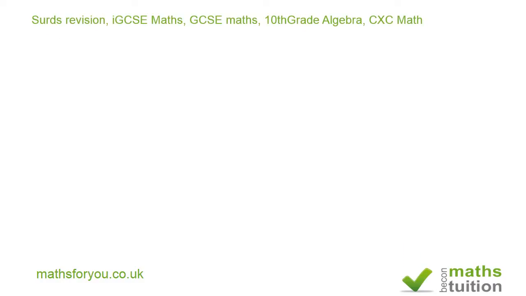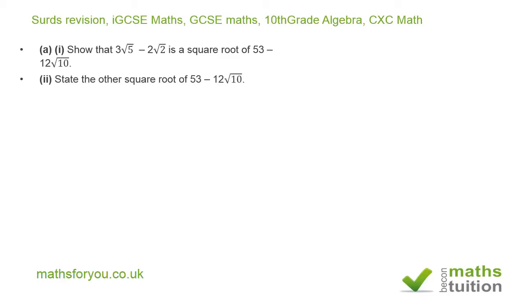Well, hello, and welcome to this revision exercise on Surds, and it's based on a question. Part A, subsection 1 says, show that 3 root 5 minus 2 root 2 is the square root of 53 minus 12 root 10. Subsection 2 says, state the other square root of 53 minus 12 root 10.